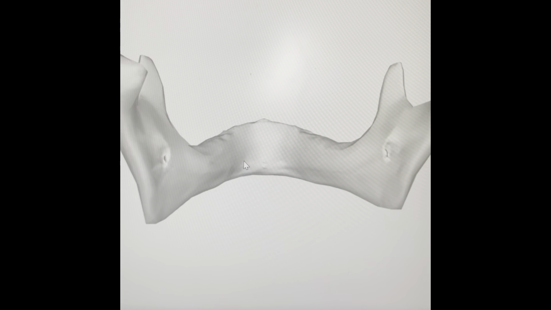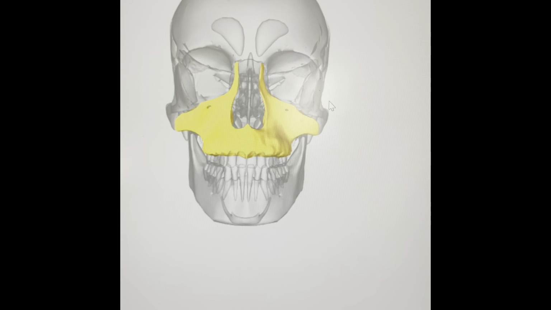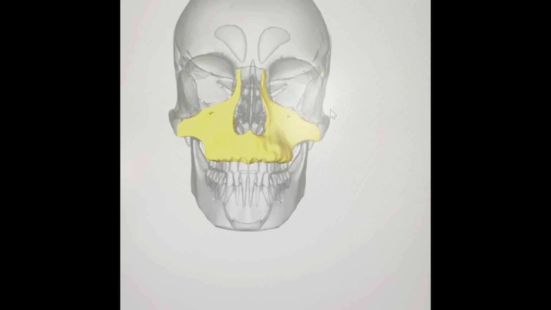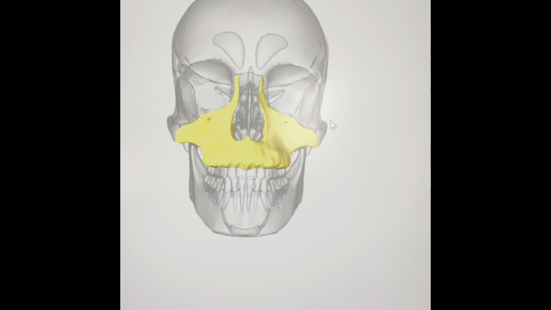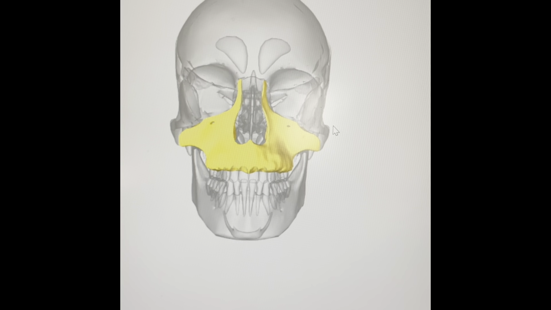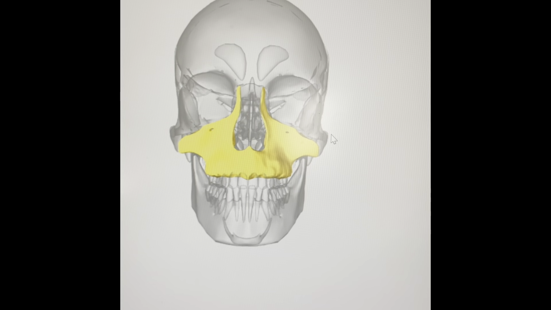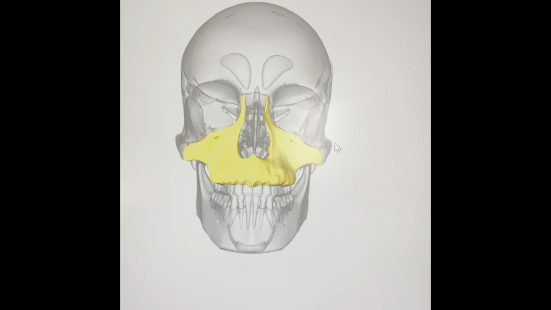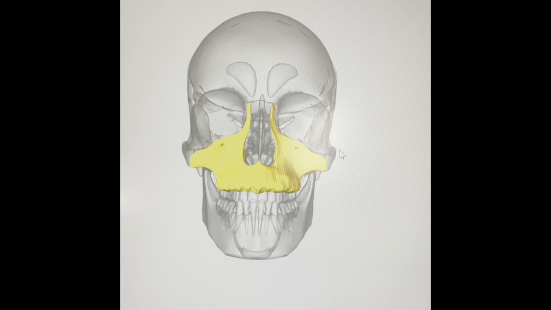The maxilla, or upper jaw, is a paired bone that has a body and four processes: the frontal process, the zygomatic process, the palatine process, and the alveolar process. The two maxillary bones are fused in the midline by the intermaxillary suture to form the upper jaw.